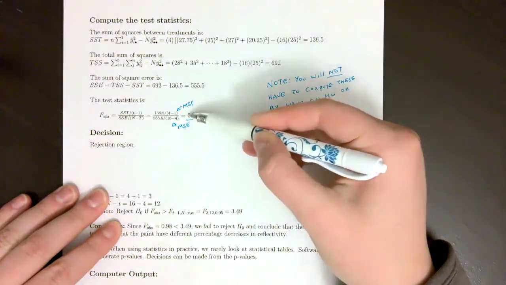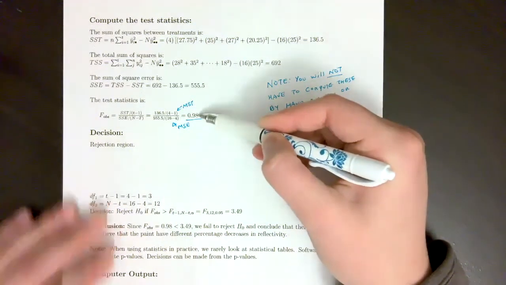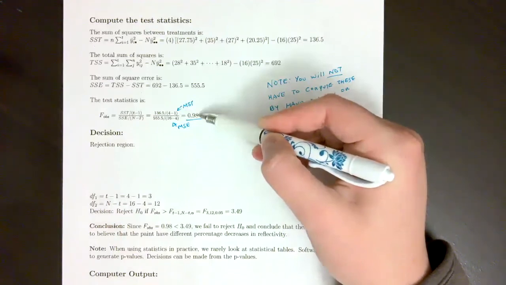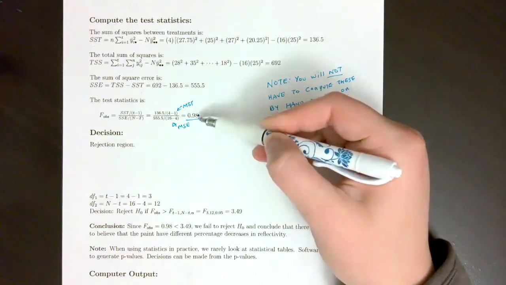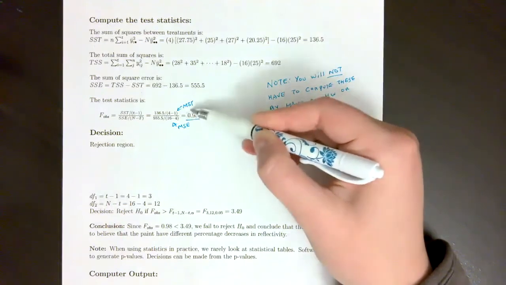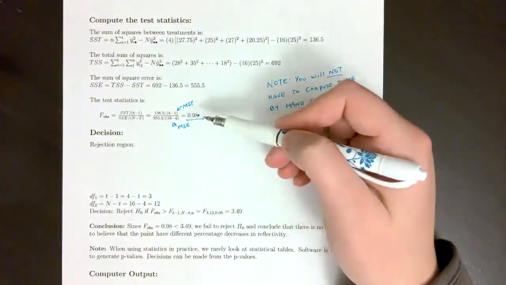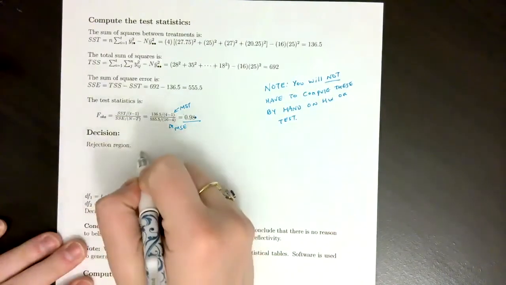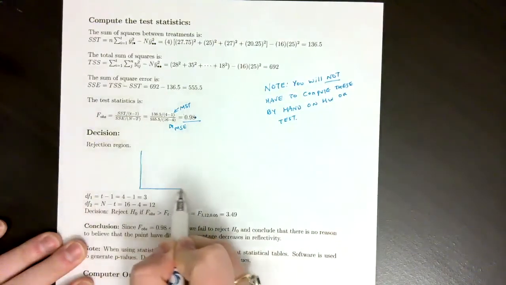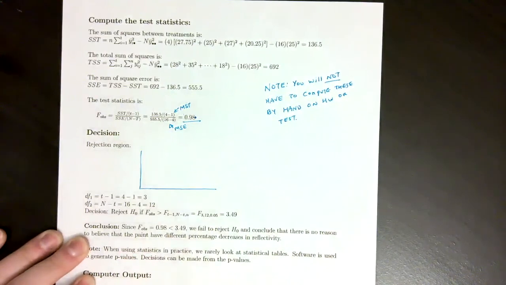And what we can see right here is that we have an F observed of 0.98. If we go back to our further insights that we were just talking about, we can almost surely predict that we are going to fail to reject our null because our F observed is less than 1. But let's just go through the rejection region and how to do it using F tables. Again, F tables are very old school, but they'll help us to get an idea.